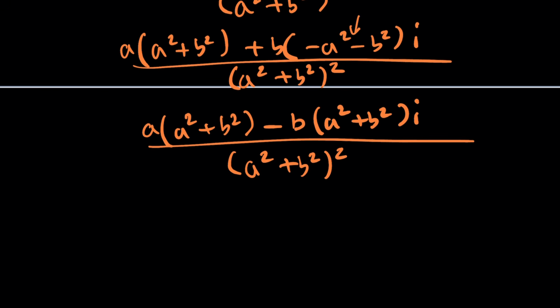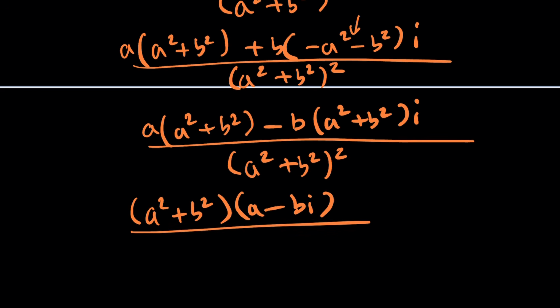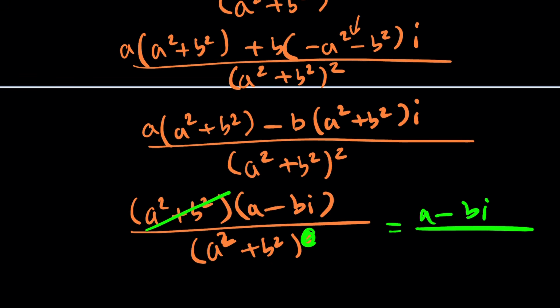We can factor out an a squared plus b squared now. Beautiful. Now that'll be multiplied by a minus bi. And then in the denominator, we have a squared plus b squared, squared. Now these two are going to cancel out. And we're going to end up with a minus bi divided by a squared plus b squared. Wait a minute. Where do a and b come from? We didn't have those, right?